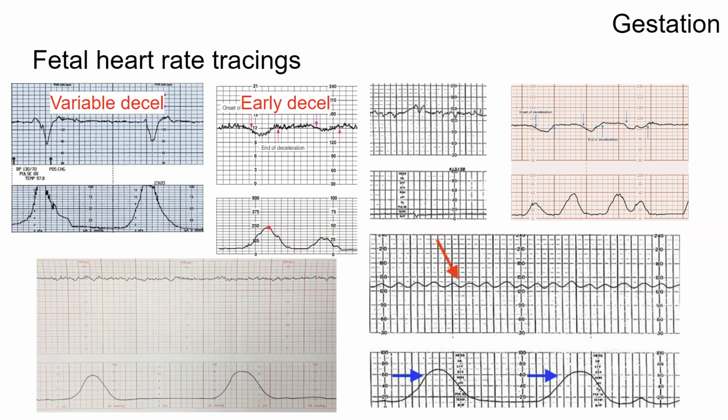If you draw a line from the top of the uterine contraction and correspond it to the fetal heart rate tracing, you'll see that this deceleration happens ahead of the uterine contraction. So it's early, hence an early deceleration.